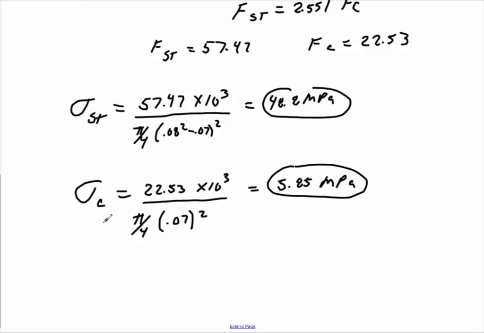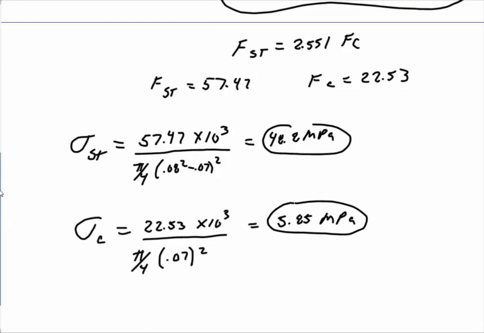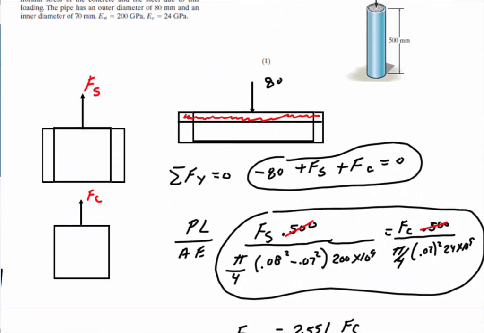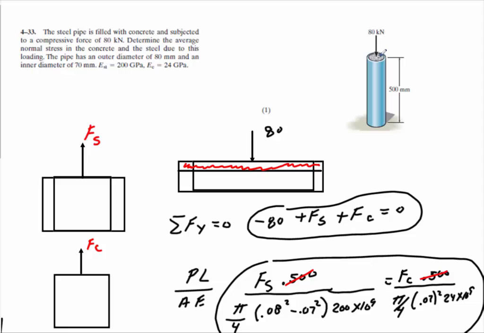So this is the approach you're always going to use when you have something like this, and it could have 2 or even possibly 3 different materials. You'll just have to have enough information to find the 3 unknowns if it does have 3 materials. But again, the thing to note is the deflection for each of these has got to be the same.